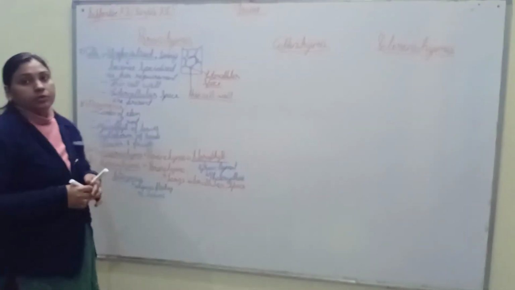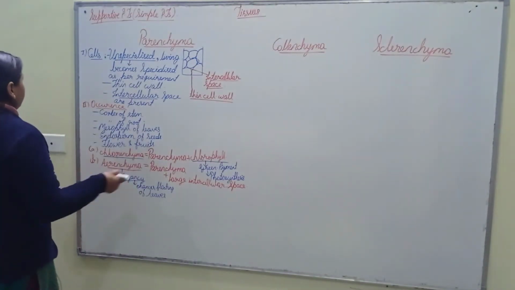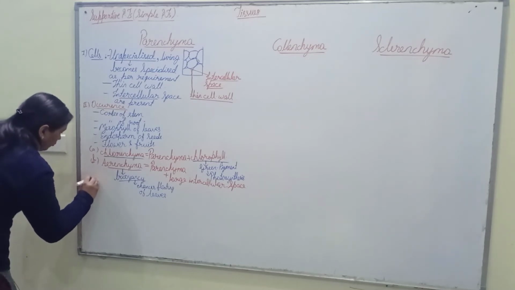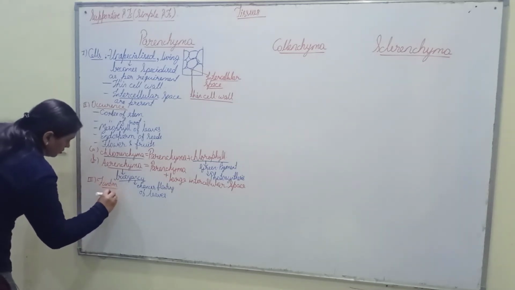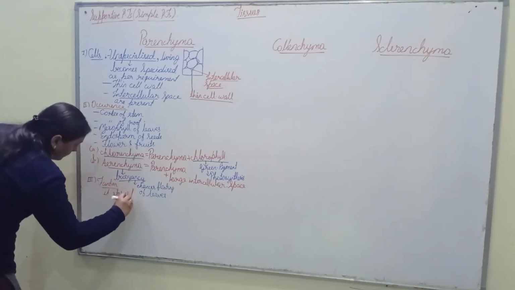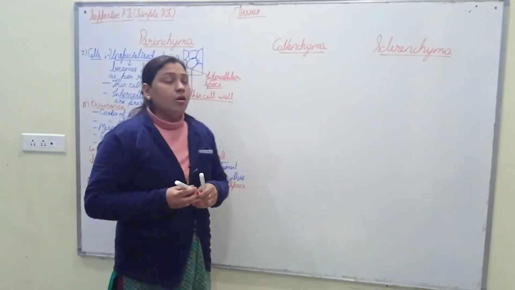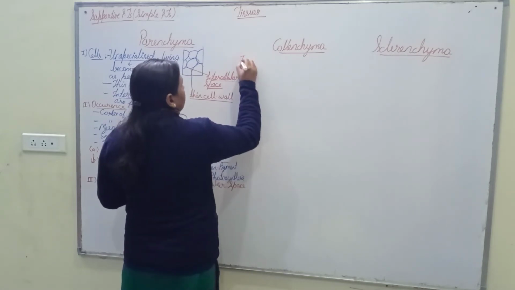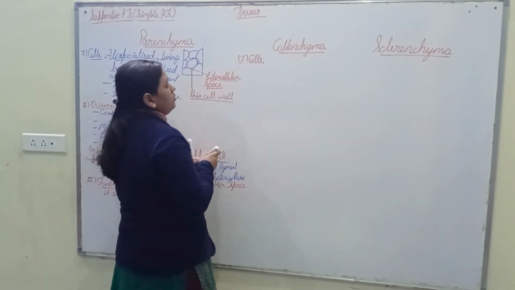Now, if we talk about the function of parenchymatous cells, it basically stores food. So, the function of parenchyma is to store food. So, this is about parenchyma. Now, moving to collenchyma, cells of collenchyma. Cells of collenchyma are polygonal.